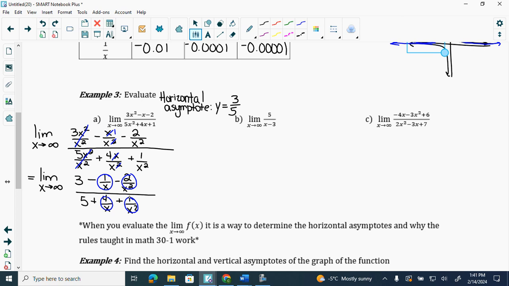Yes? So that's why the rule works: if the degree of the numerator is the same as the degree of the denominator, you take the leading coefficients of the largest exponents. When you do the limit as x approaches infinity and divide by the largest exponent, it's going to cancel off. The rest are all going to be over an x of some sort, and they're going to turn to zeros. And that's why that formula works. So your answer is 3/5.